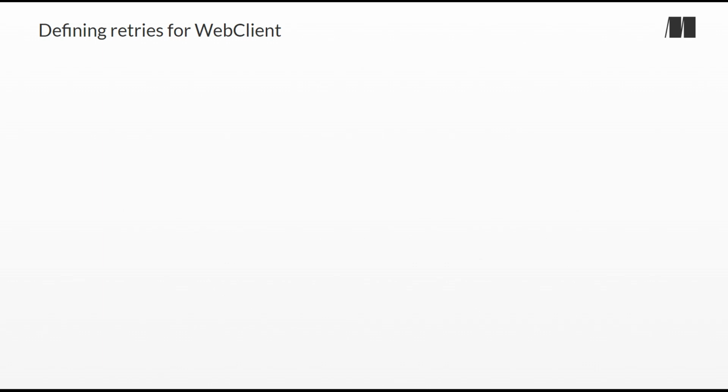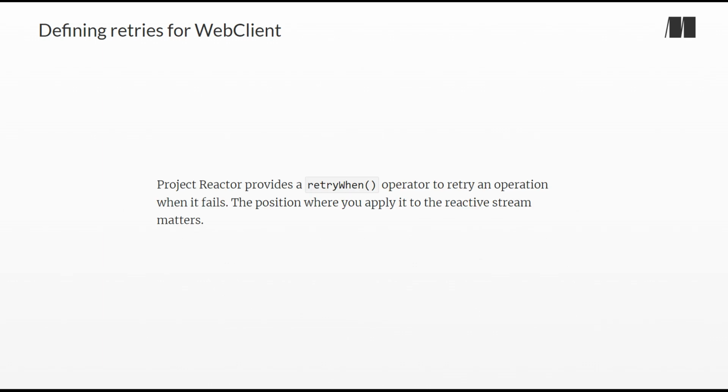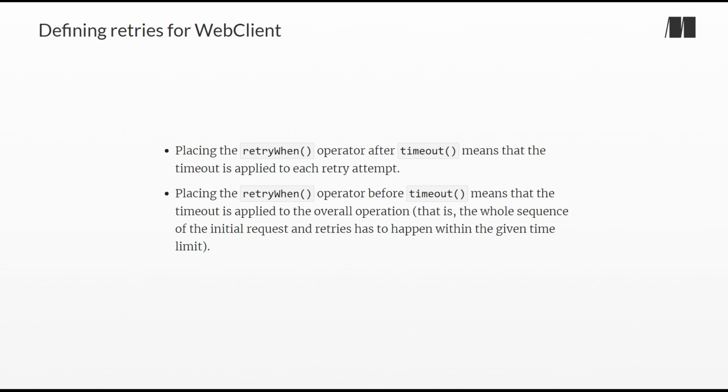Defining retries for Web Client. Project Reactor provides a retryWhen operator to retry an operation when it fails. The position where you apply it to the reactive stream matters. Placing the retryWhen operator after timeout means that the timeout is applied to each retry attempt. Placing the retryWhen operator before timeout means that the timeout is applied to the overall operation. That is, the whole sequence of the initial request and retries has to happen within the given time limit.